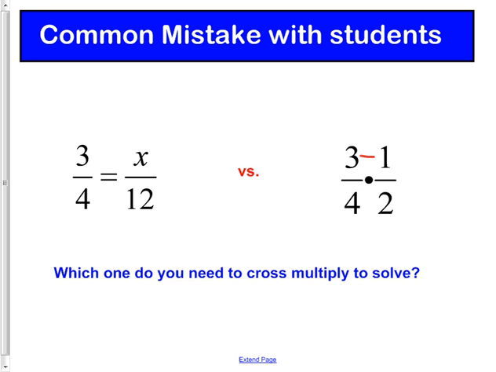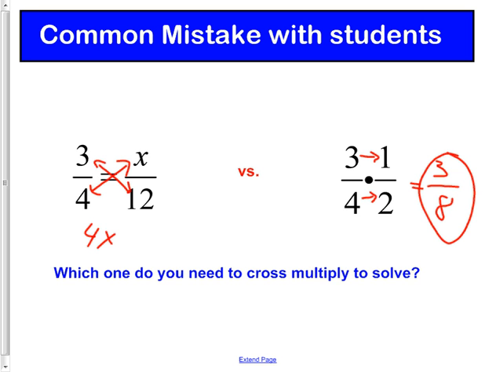You multiply like this. 3 times 1 is 3. 4 times 2 is 8. 3/8. Get the idea? This one you'd cross multiply. 4x equals 3 times 12, 36. Divide both sides by 4. What's the answer? X equals 9.